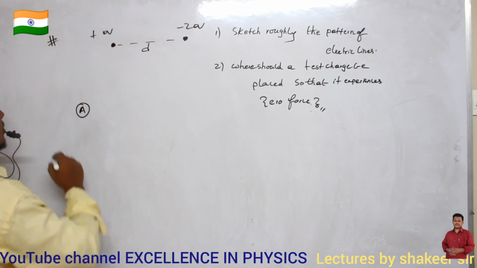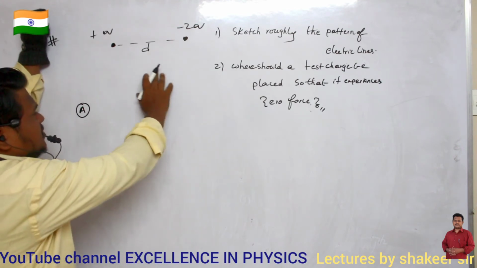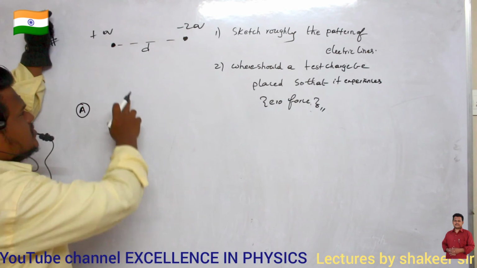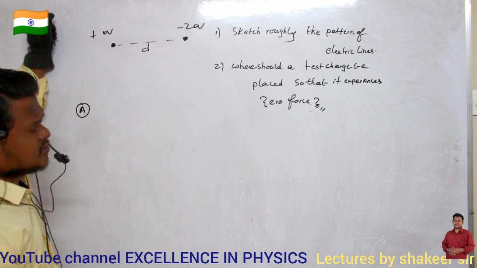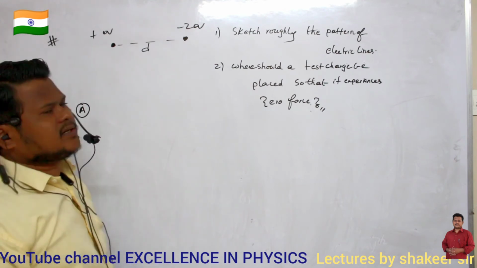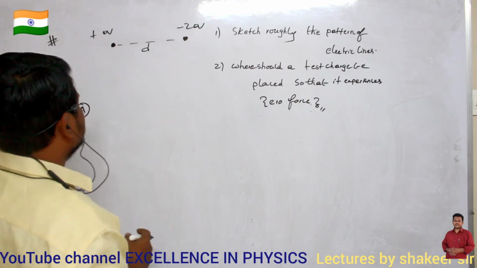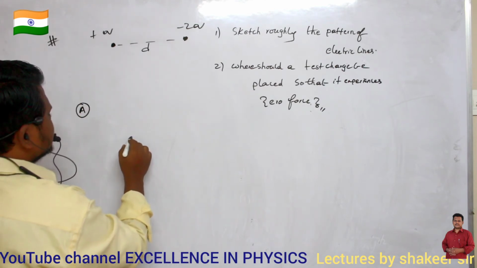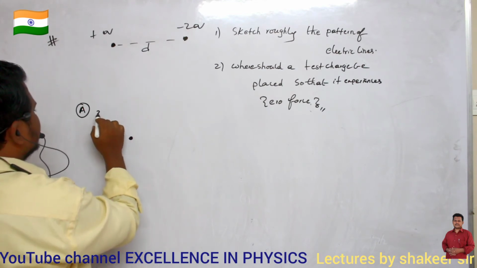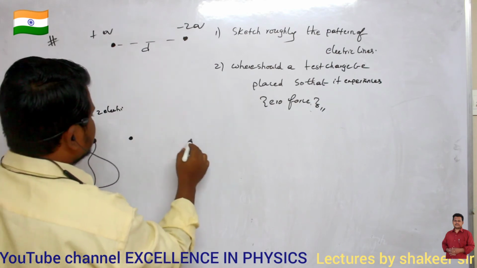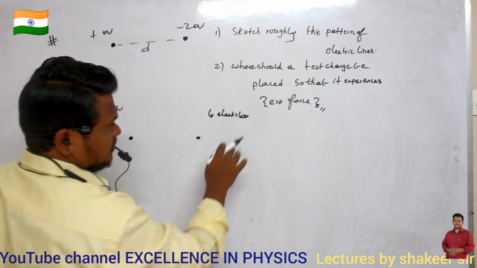How can I draw? So what about the magnitude of charges here? This is a small charge and this is a double charge, no? We have studied one property of electric lines of force: if the magnitude of charge is greater, more electric lines it should produce. That's all. So roughly, how can I draw? For example, this is a small charge, so let us assume it will produce 2 electric lines of force. Then this should produce how many? 4 electric lines of force, roughly, for example.